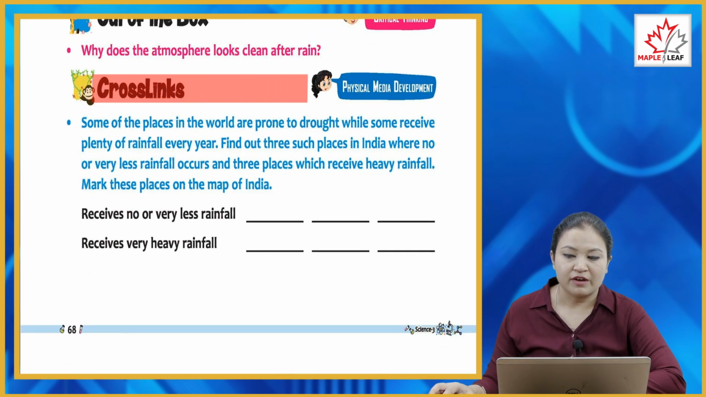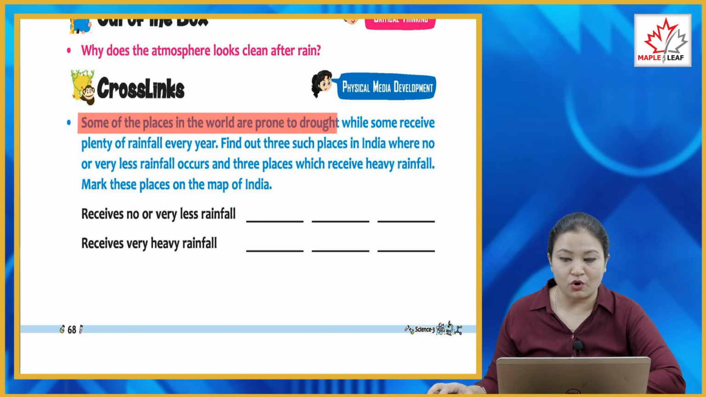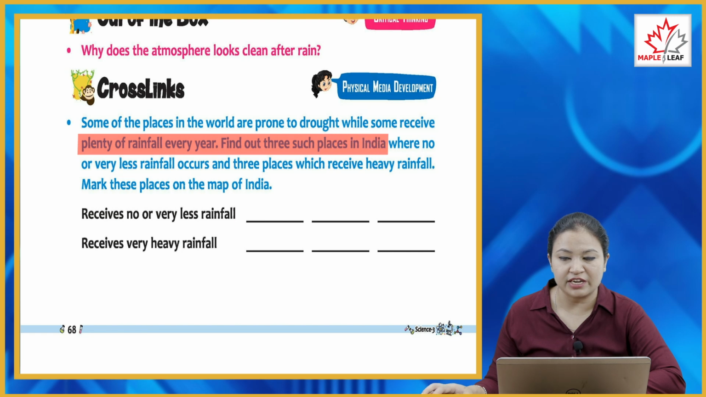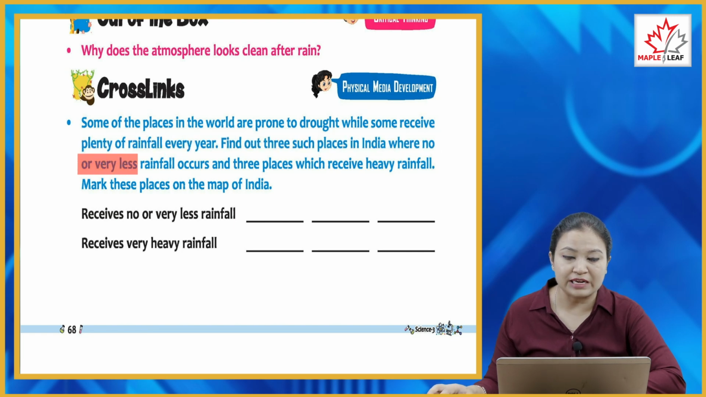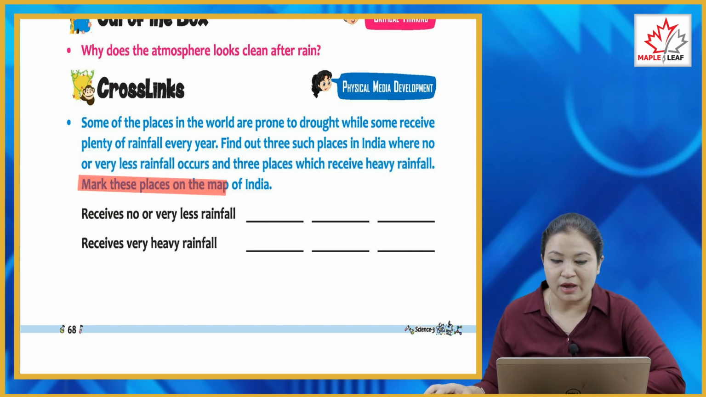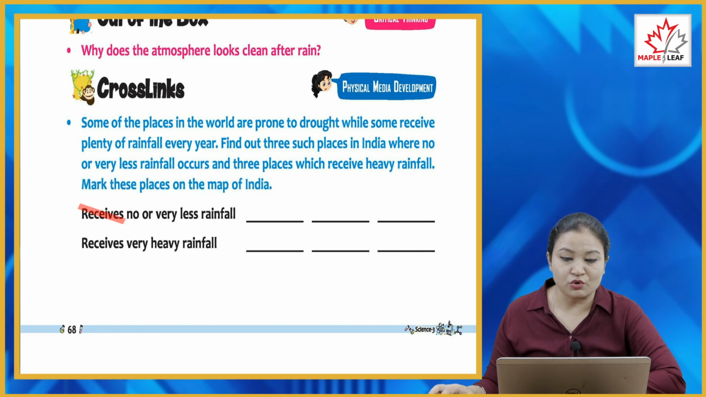Cross links. Physical media development. Some of the places in the world are prone to drought while some receive plenty of rainfall every year. Find out three such places in India where no or very little rainfall occurs and three places which receive heavy rainfall. Mark these places on the map of India. Receives no or very little rainfall, receives very heavy rainfall.